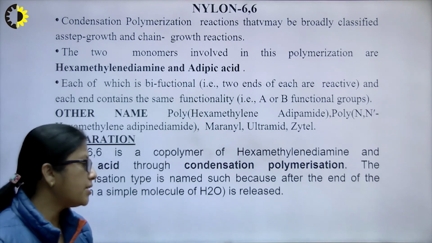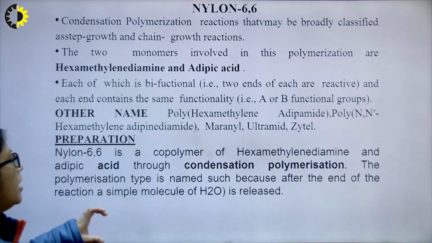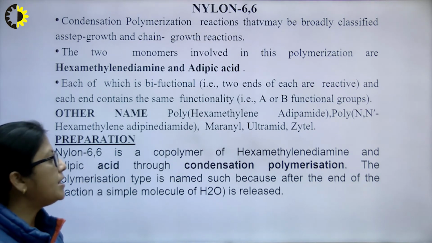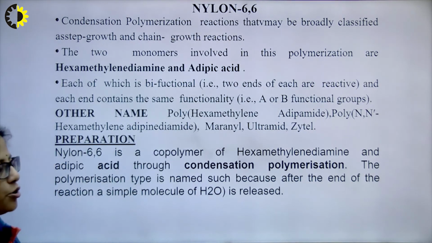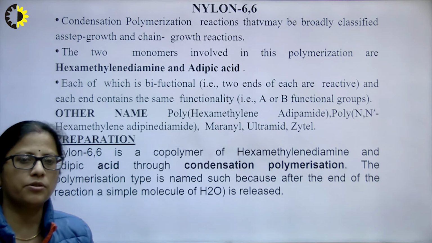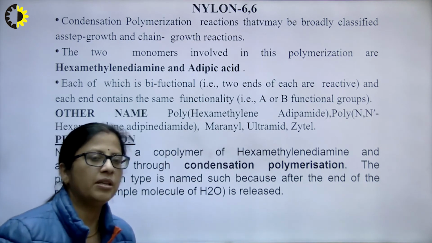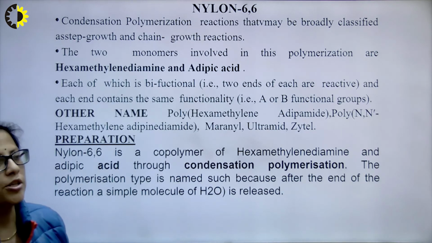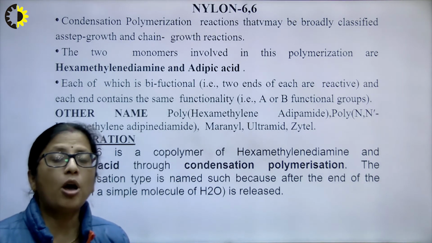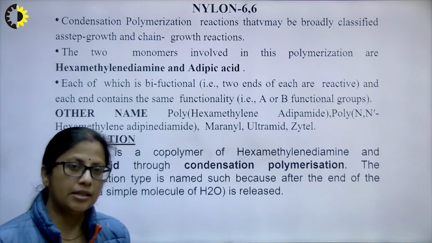Now, this nylon 6,6, coming to the preparation, it is a copolymer of hexamethylene diamine and adipic acid through condensation polymerization. And the name condensation polymerization has been given because in this process, a simple molecule like water is released.